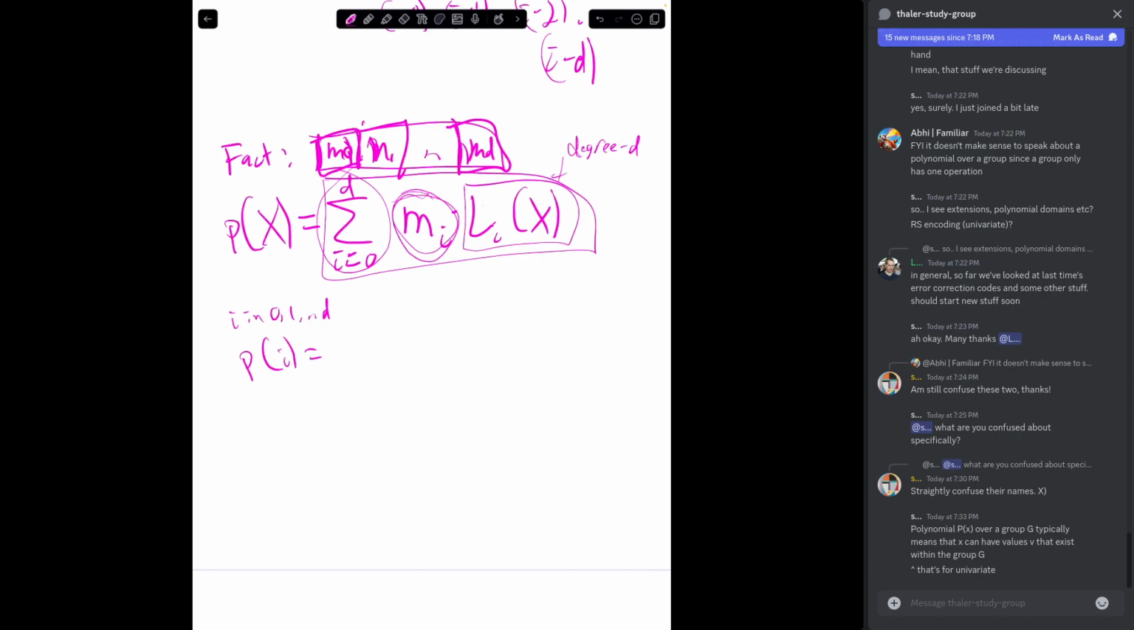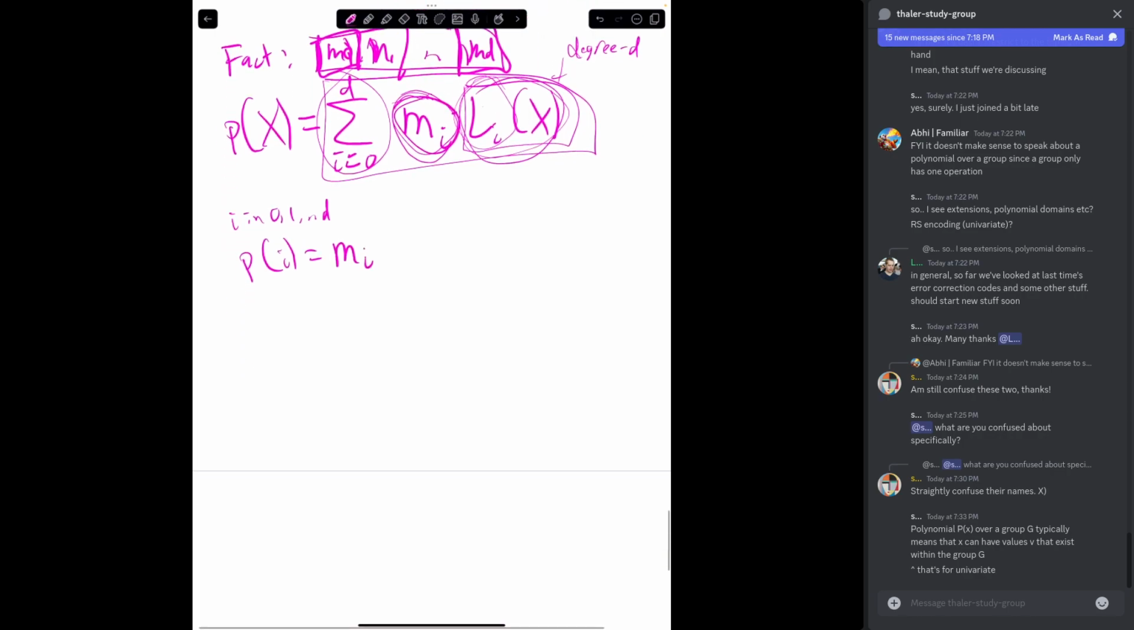Well, if I look at Lj of I, where j does not equal I, it spits out 0. So every term of the sum is evaluating to 0 except for the ith term of the sum. With the ith term, Li of I spits out 1, and that gets multiplied by mi. So if I evaluate each term of the sum at I, every term is 0 except for the ith term, and that term is mi.